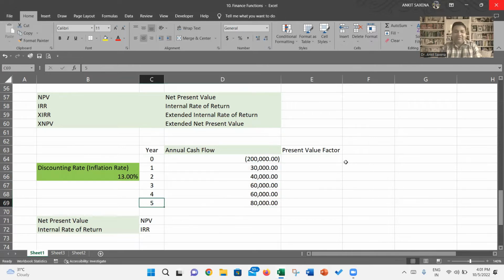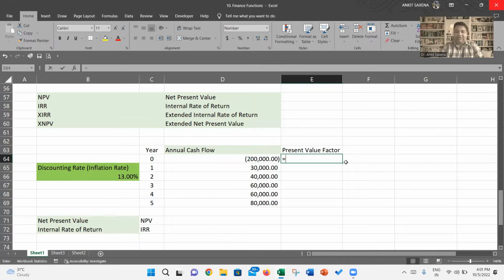Now, the discounting rate or inflation rate, you can have as per the scenario and the economic setup. In this particular question, let us take it to be around 13%. If we were to do it manually, to calculate the net present value, we would start by calculating the present value factor.